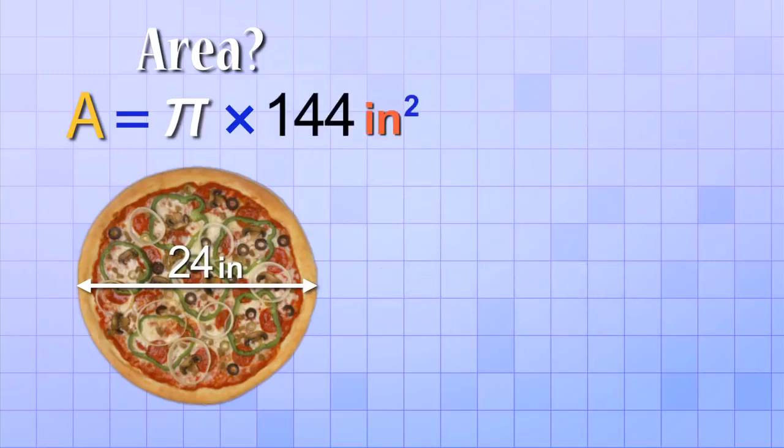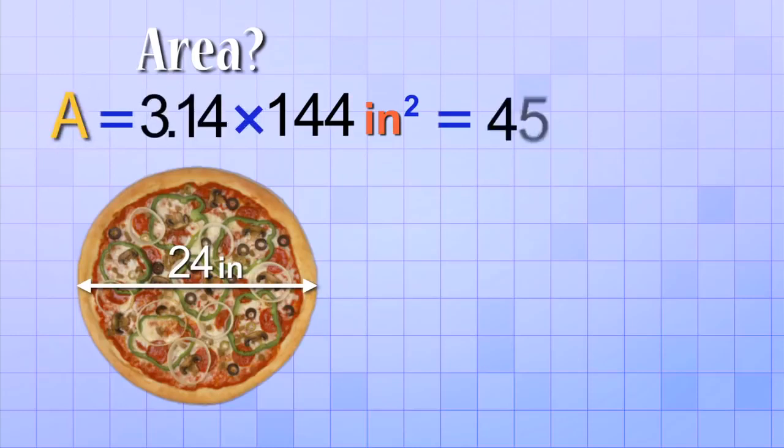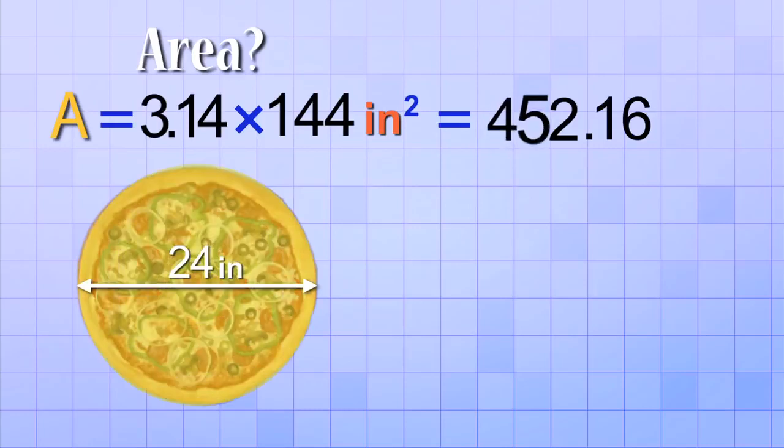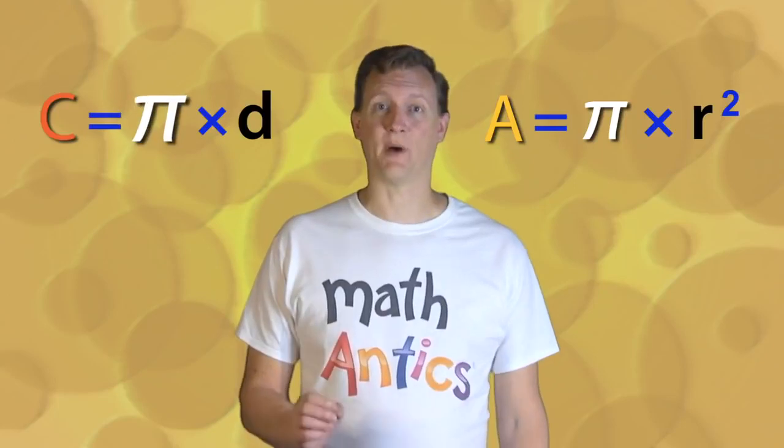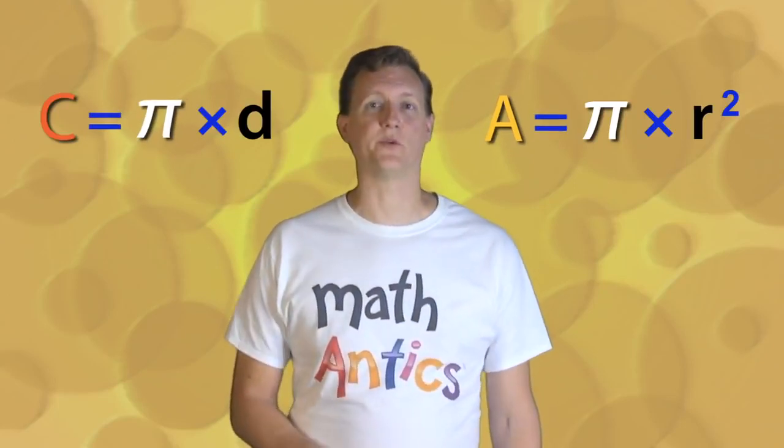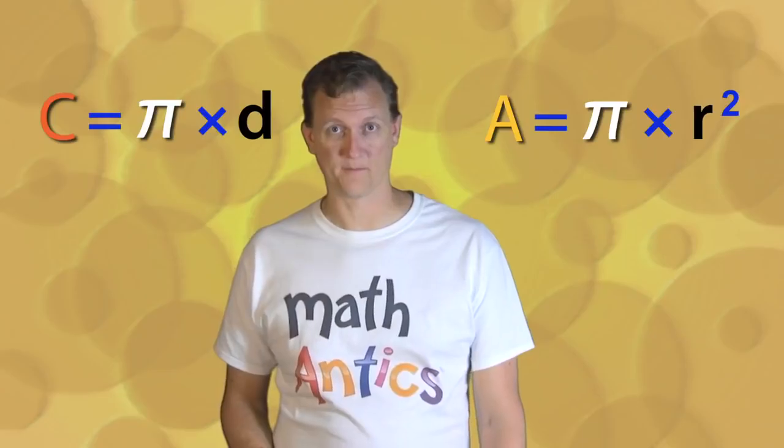Next, we just multiply that by pi. 144 times 3.14 is 452.16. So the total area of the pizza is 452.16 square inches. All right, so now you know how to find the circumference and the area of any circle. All you need to do is remember the formulas. Circumference equals pi times diameter, and area equals pi times radius squared. But it's really important to practice using these formulas for yourself. So be sure to try some of the exercise problems. That's the way to really learn math.